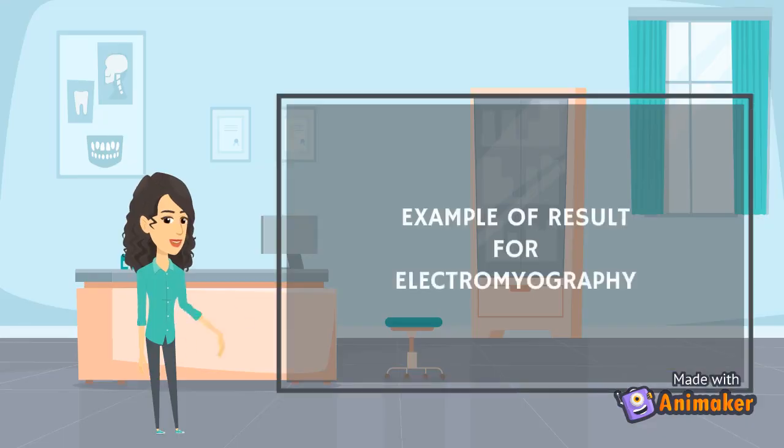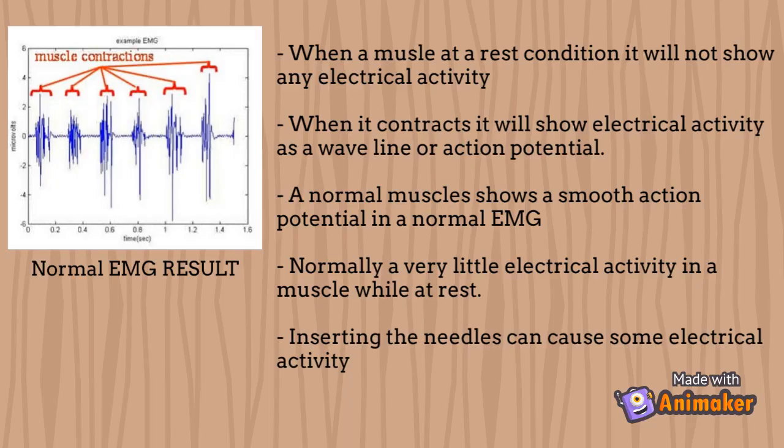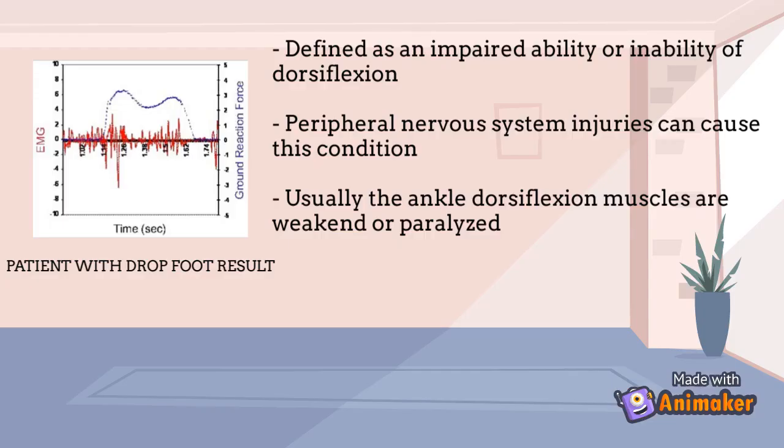Here is an example of a result for electromyography. This picture shows a normal EMG result. When a muscle is at rest, it will not show any electrical activity, but when it contracts, it will show electrical activity as a waveline or action potential. A normal muscle shows a smooth action potential in a normal EMG, but normally very little electrical activity in a muscle while at rest. Inserting the needle can cause some electrical activity.